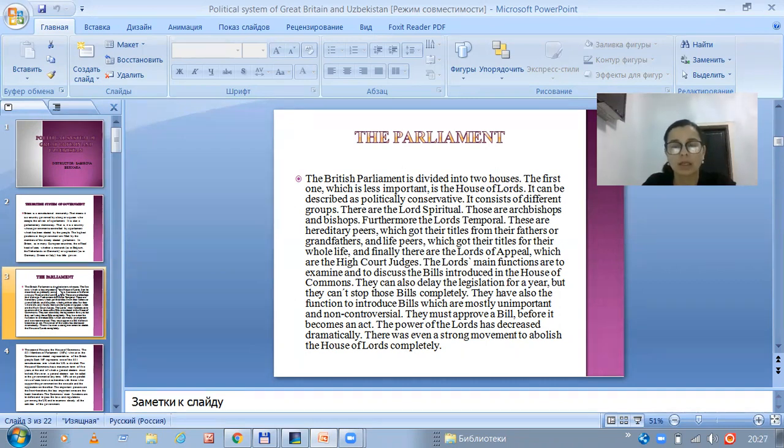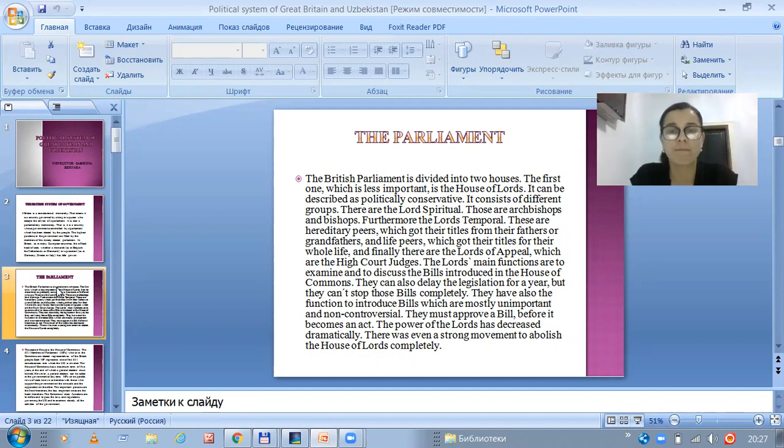die, their title can directly go to their children, who got their titles from their fathers or grandfathers, and life peers, who got their titles for their whole life. And finally, there are the Lords of Appeal, which are the High Court judges.